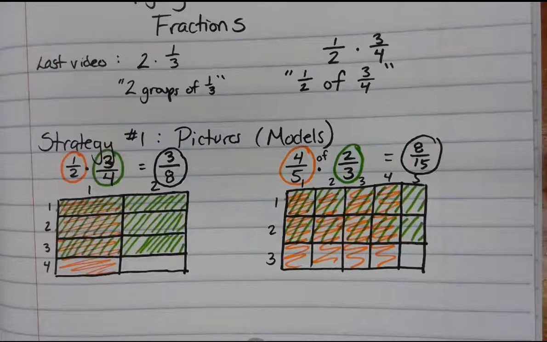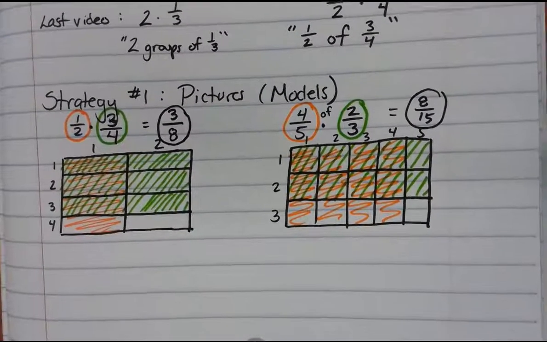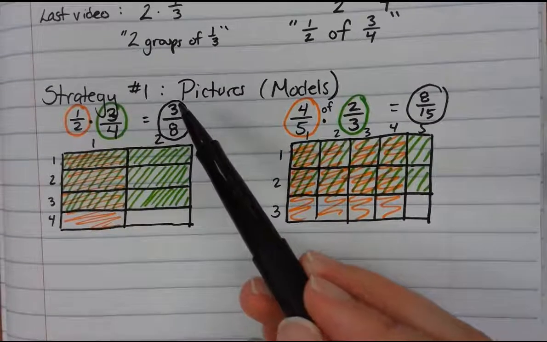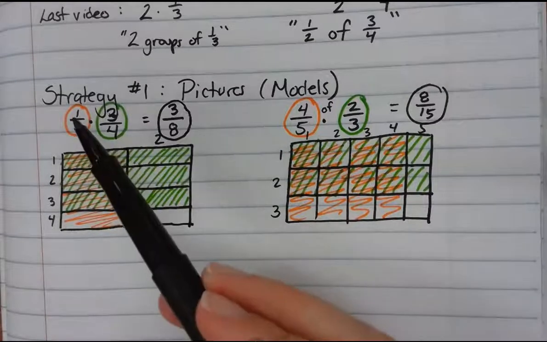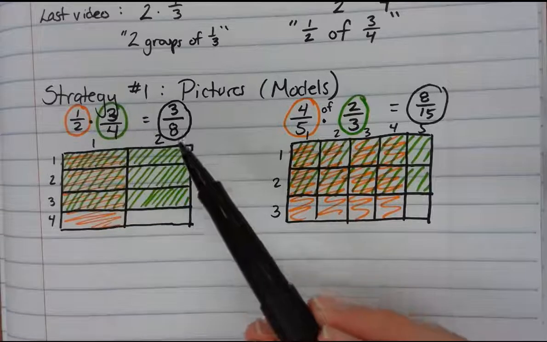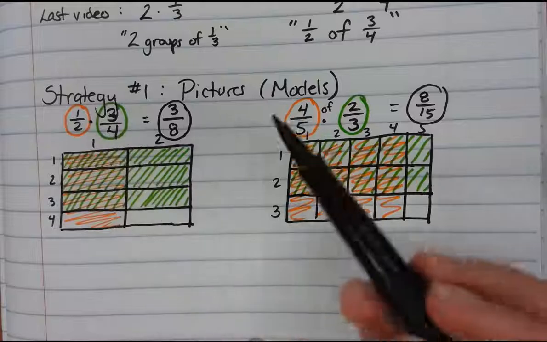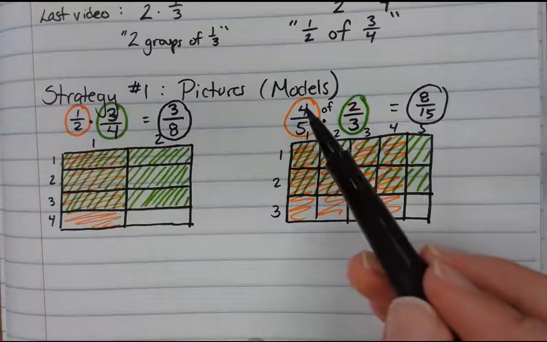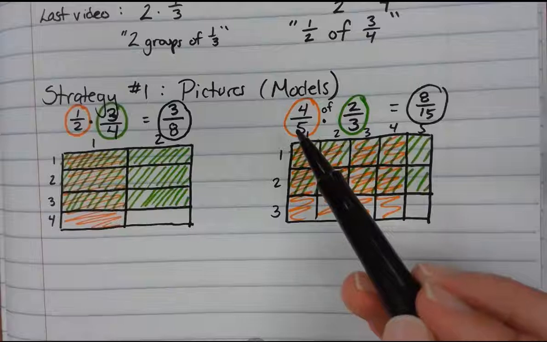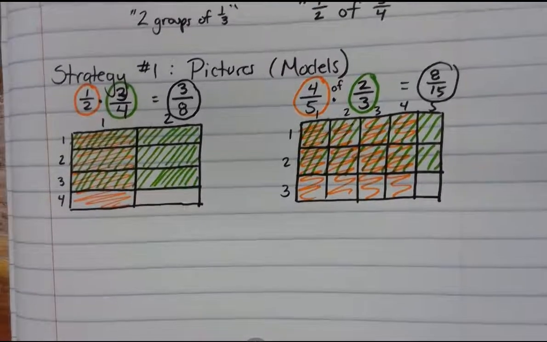Now, you might be thinking to yourself, well, there has to be a shortcut, right? Or maybe you picked up on a pattern that's already happening. If you look at our final answers, where did that 3 come from? Well, it came from the top numbers, right? 1 times 3 is 3. Where did that 8 come from? Well, it's the bottom numbers, 2 times 4. What about over here? Does the same thing work? 4 times 2 gives me 8 on top. Multiply the bottom numbers, 5 times 3 gives me 15 on the bottom. So that is actually our shortcut.